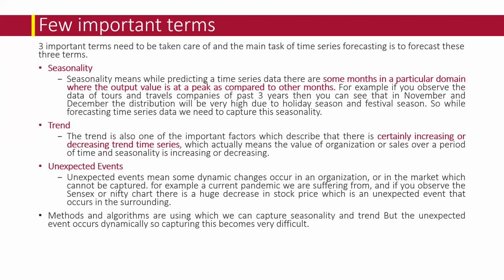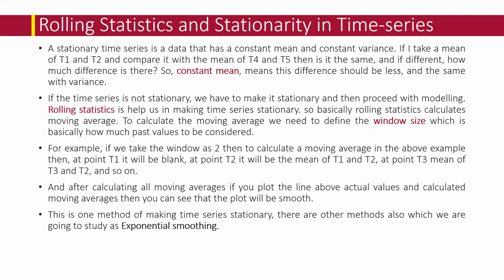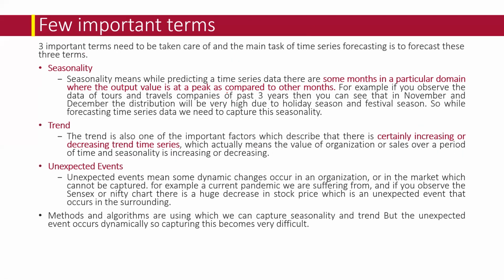Now, what is seasonality? Seasonality means that while predicting time series data, there are certain months in a particular domain where the output value is at a peak compared to other months. For example, I'm a brand similar to, say, Monte Carlo. Monte Carlo is known for selling winter clothes, right? And if you see its sale during winters, maybe November, December, January, the sale rises. Every year, out of the 12 months, during these 3 months the sale rises. So we can say that there is a seasonality. During this particular season, the sale rises.